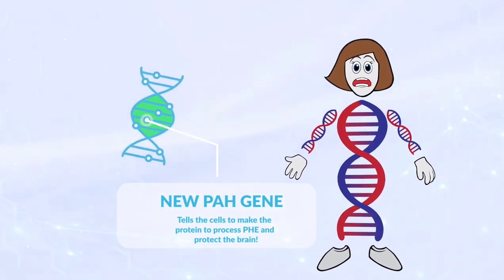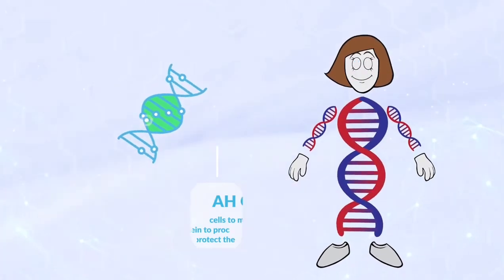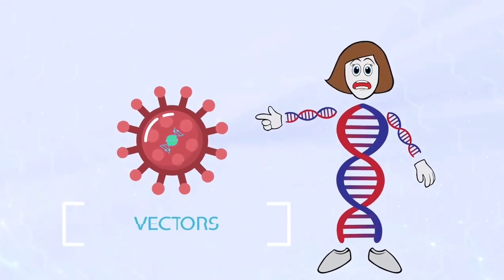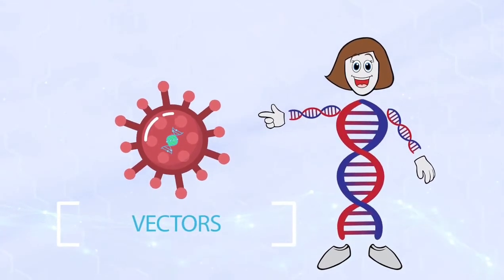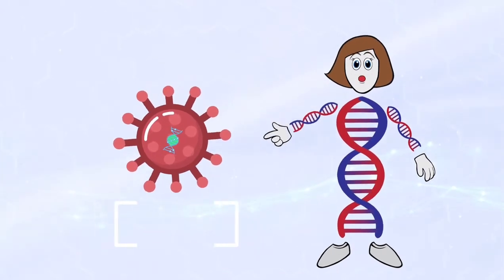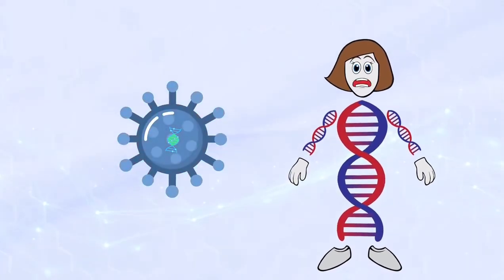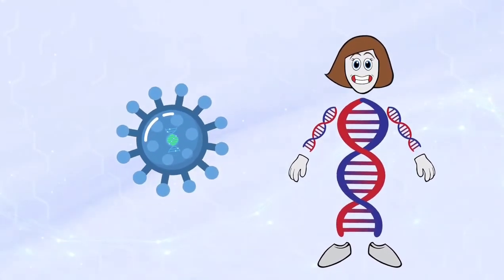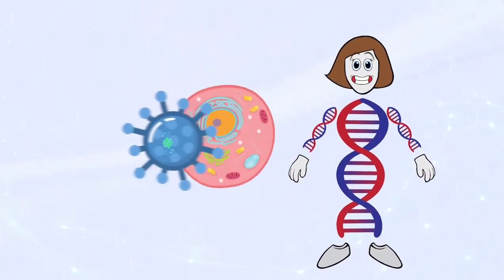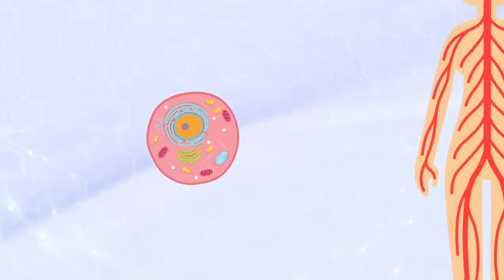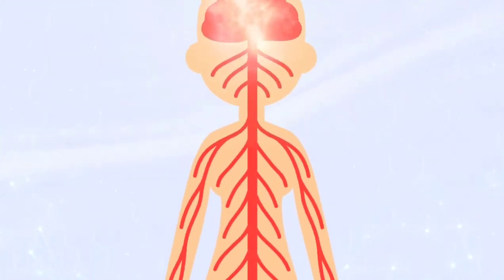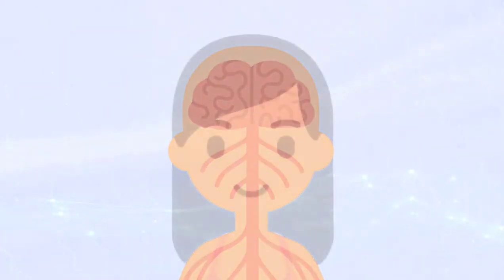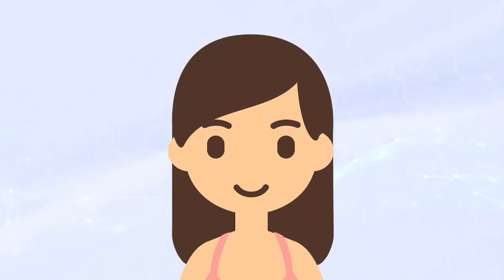But to get into the cell, the new gene needs to first hitch a ride. Scientists use viruses. These viruses are called vectors, which are like little delivery trucks to get the repaired gene into your body. But don't worry, scientists make a virus safe by removing all the stuff that can make you sick. Then the delivery truck, also known as vector, carries the repaired gene into the cell. Once the gene moves into its new home, your body will be able to start making PAH enzymes that do what they're supposed to, process the Phe and protein, and keep your brain healthy.